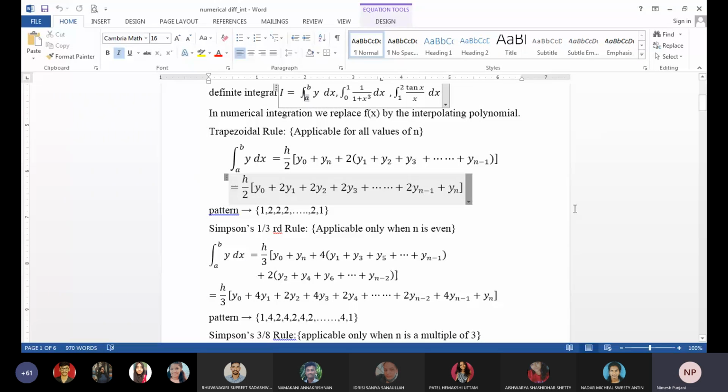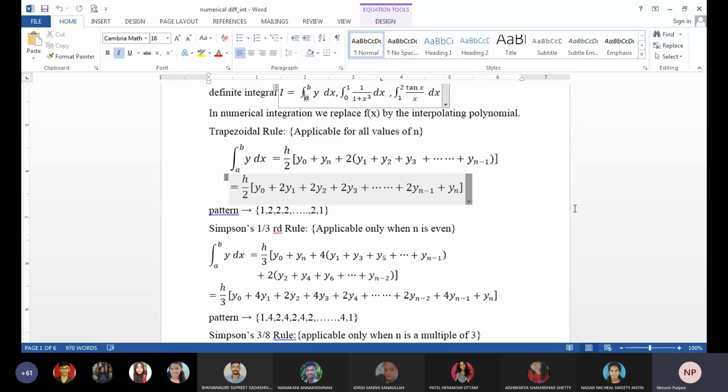When you recollect the trapezoidal rule formula, the pattern of the coefficients is 1, 2, 2, 2, 2, 2 and last is 1. That means except the first and the last term, all the terms will have the coefficient as 2. First and the last term will have the coefficient as 1.